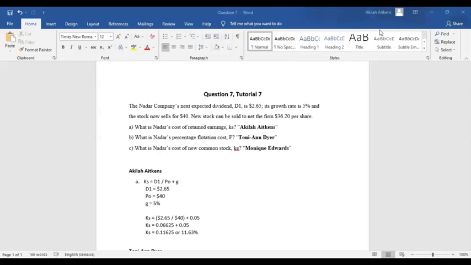Now, we have three sub-questions. What is Nadar's cost of retained earnings, KS? What is Nadar's percentage flotation cost, which is F? And what is Nadar's cost of common stock, which is KE?